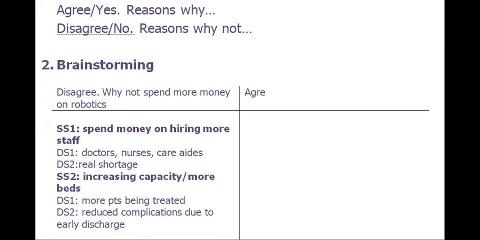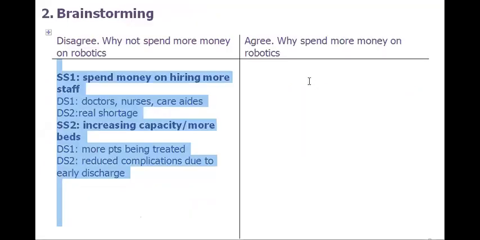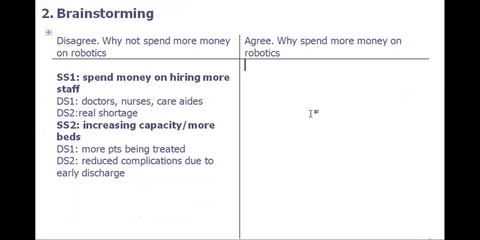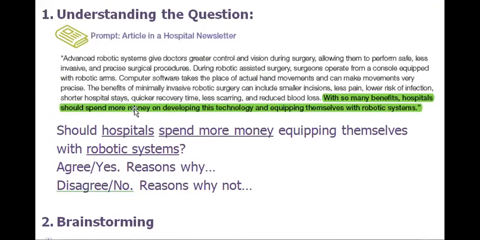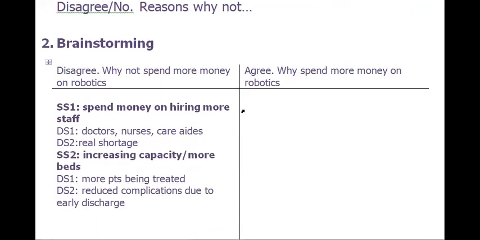Let's think about the outline for the other side of the argument. Agree. Why spend more money on robotics? And again, the question itself gives you a lot of ideas why. You could just pick from there. So for supporting sentence 1, we could say reduces human error.